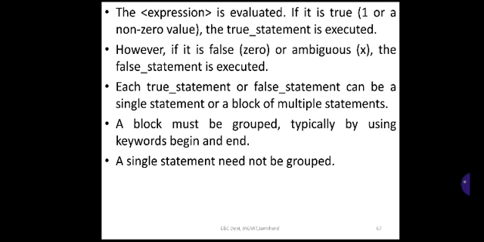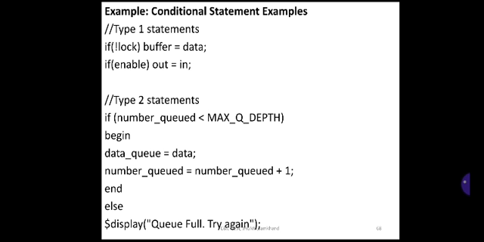So the same thing is explained here. Here there is an example using the conditional statement. The type 1 statement example is given, that is the if block. So here, if not of lock, the condition is checked, lock is an identifier. If it is tested for not of lock and evaluated to true, then buffer is equal to data, this statement is executed.